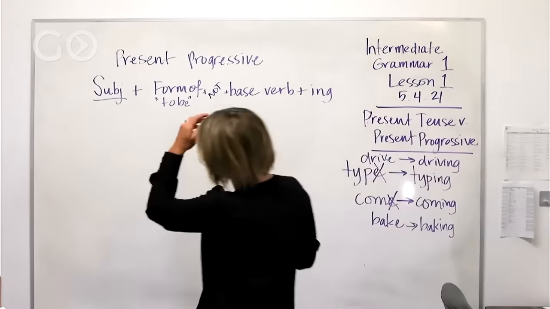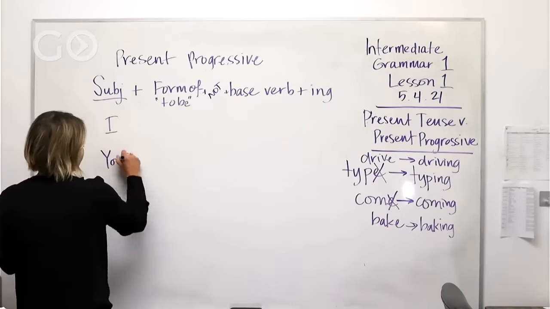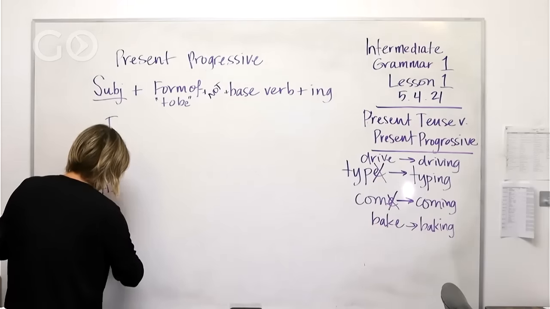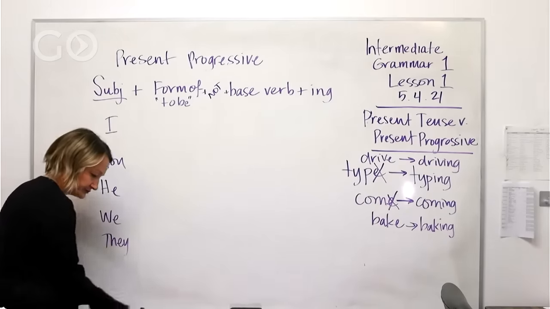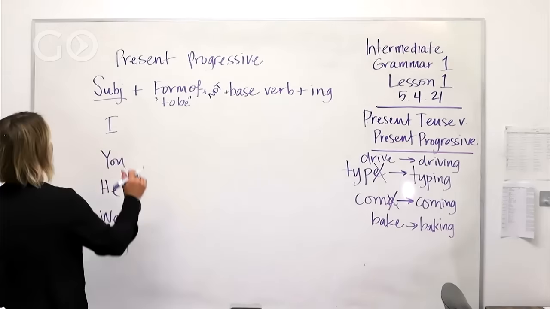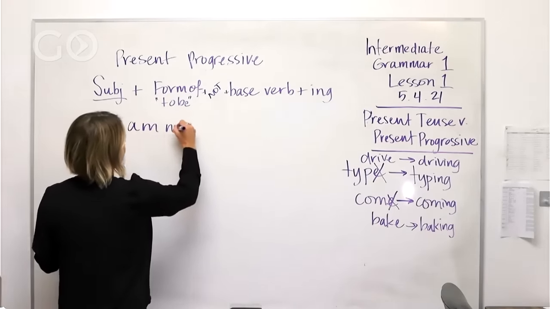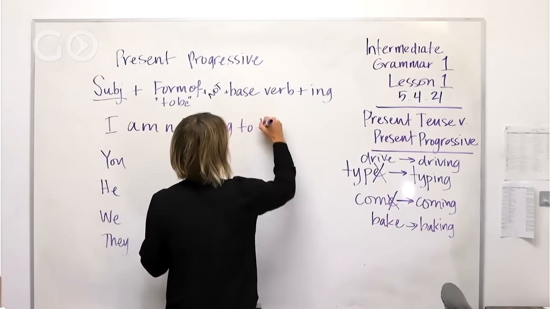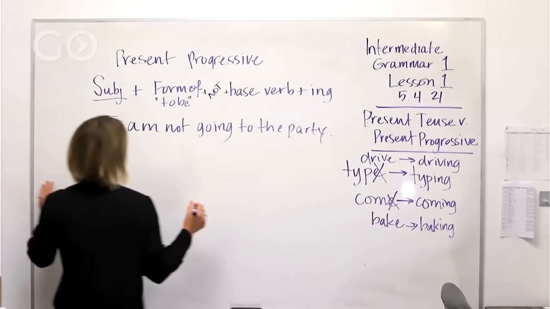Great. Okay, so let's do this again. We'll use he this time, we, and then they. Okay, my thing is all set up there. So we're going to use am, not going to the party. Okay, I'm not going to the party.